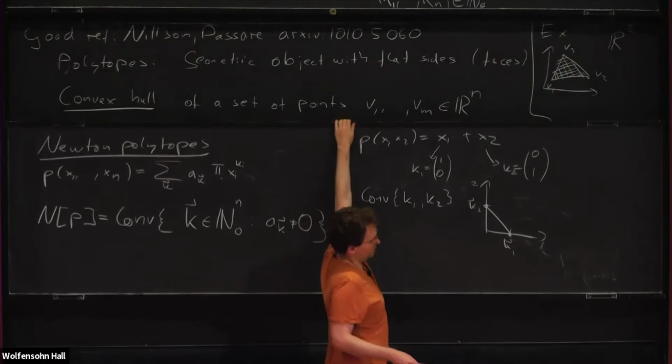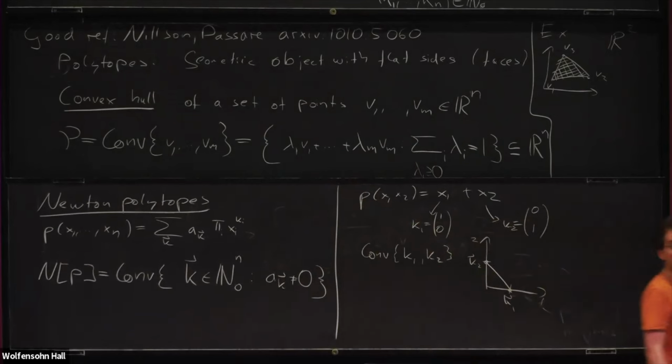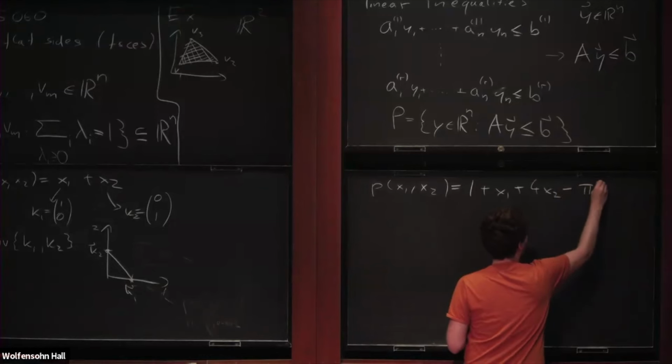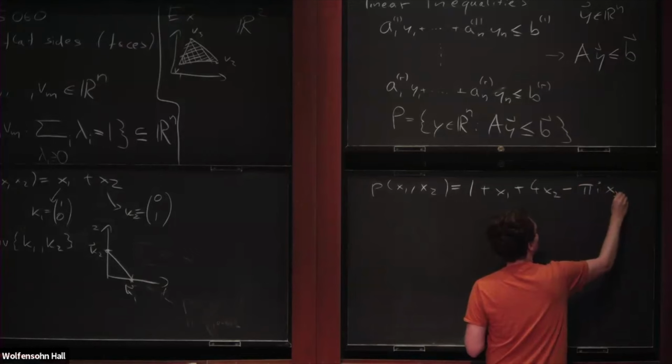Let's just do one more, slightly more complicated example. Suppose p of x1, x2, the polynomial, looks like 1 plus x1 plus 4x2 minus pi i x2 squared.